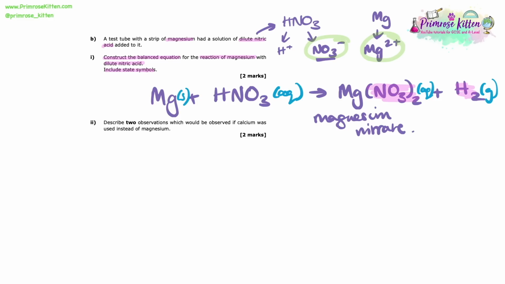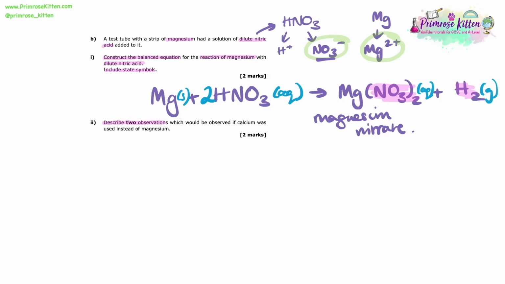Now let's just balance this. Don't forget to balance, okay? I can see because of the fact it's with magnesium, I need to have 2 nitrate ions. Now that means that to get those 2 nitrate ions, I need to have 2 nitric acids. Now by putting a 2 in front of the nitric acid, I've actually balanced the whole equation. So this here is my balanced equation, complete with state symbols to get me those 2 marks.